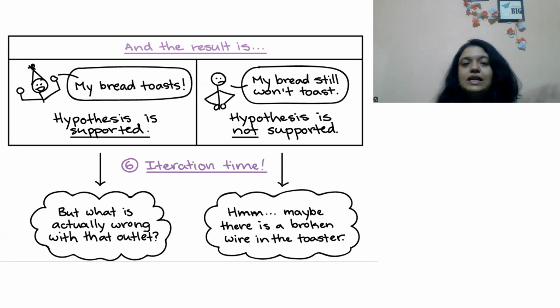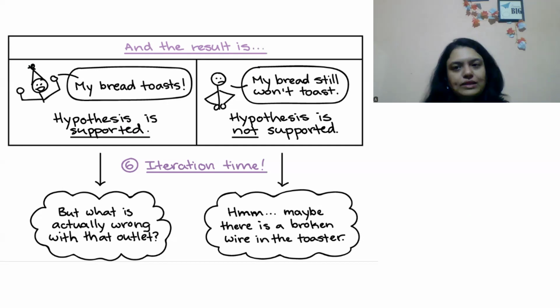I identified it. But if my bread still won't toast, that means the hypothesis which I claimed is not supported in this case. So what is my iteration time? Iteration means the final step or the conclusion that I'm getting here. That is the sixth step. So now if my hypothesis is supported, I can say there is some problem with the outlet, because I predicted that the outlet is not working. So now I have to see what is the actual problem with the outlet.